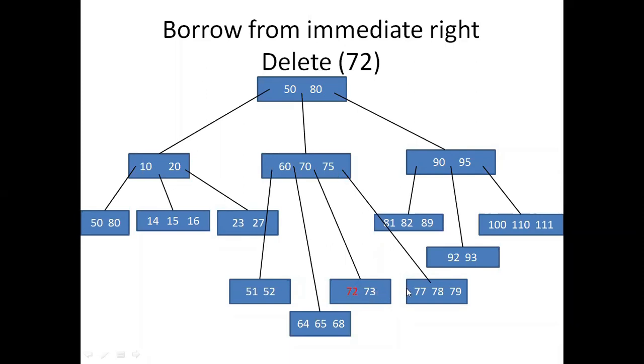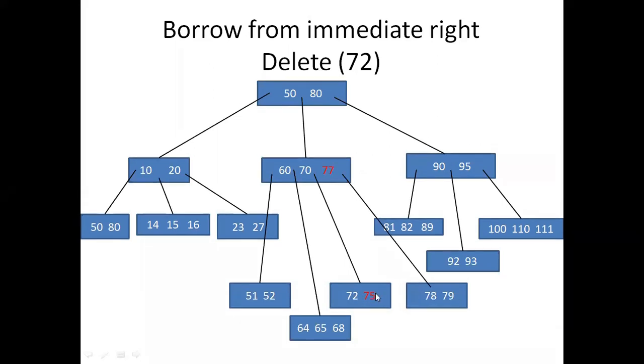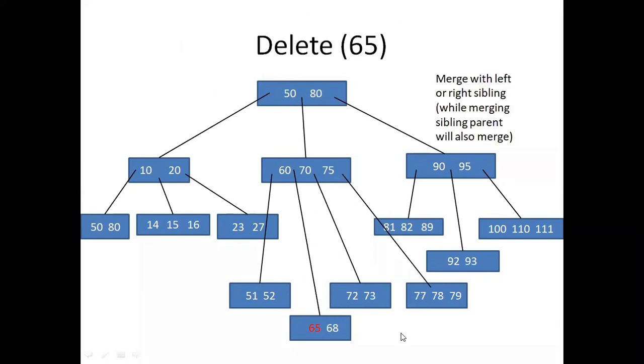Here 75 is greater than 73, so 73 will be placed at the first place and 75 will be placed at the second place. This is the result of the second condition. Now delete the value 65. Deleting 65 is the third case, where both the left and right siblings have the minimum number of keys. So we cannot borrow directly from them.